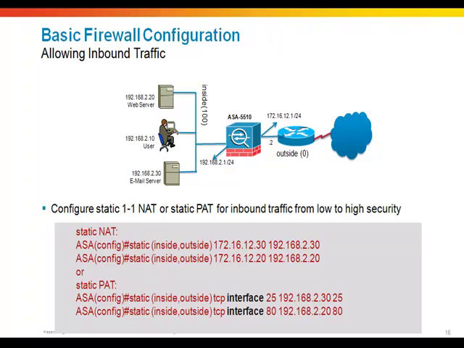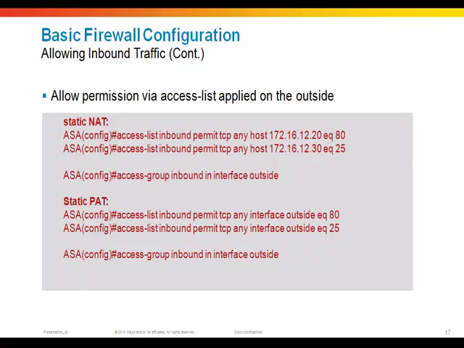In addition to configuring the translation, we need to configure permission. So the permission is right there. For the email server, we're allowing anybody on the internet to talk to that particular IP address on port 25, and in case of a web server, it will be port 80. And we need to apply that access list with an access group command on that interface. So that line is access-group inbound in interface outside. So that's the basic configuration, allowing inbound as well as outbound access through the firewall.